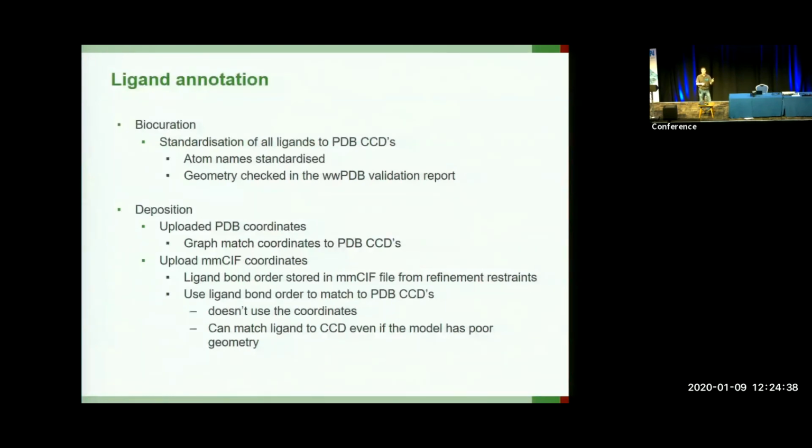If you give us a CIF, the lovely developers who write out CIF from the major refinement packages have given us the bond order of your restraints directly within the CIF file. And we read that and use that to do the match. So it doesn't matter how bad your coordinates are anymore. We do a better match with this. And this is a first step in improving how we validate ligands before you hit the submit button for deposition.